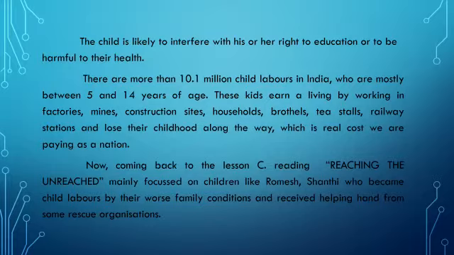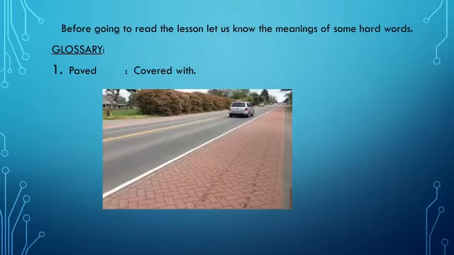Now, coming back to the lesson, Reaching the Unreached, it mainly focuses on children like Romesh and Shanti, who became child laborers due to their worse family conditions and received a helping hand from some rescue organizations. Students, before reading the lesson, let us know the meanings of some hard words from the lesson.